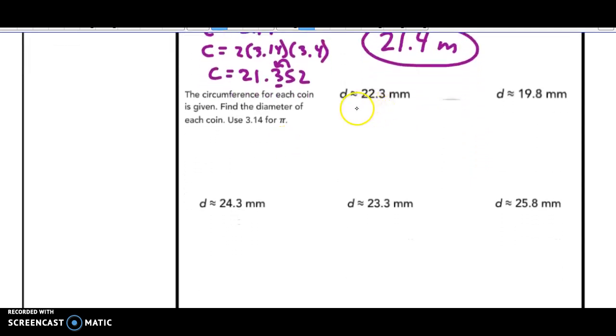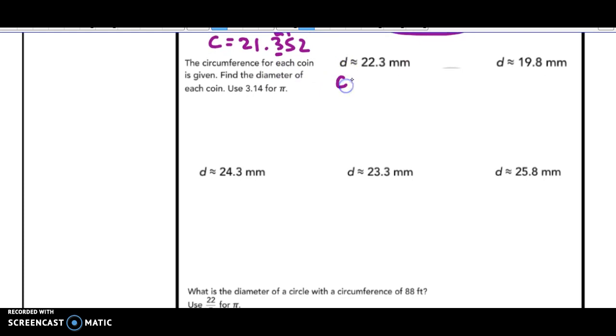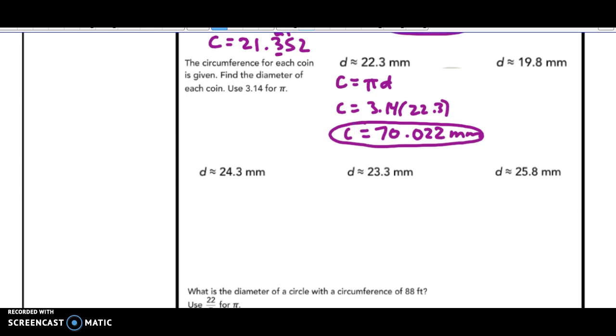Let's look at finding the circumference for each of these coins. We've been given different diameters here, so I'm simply going to start substituting these into my formula. I'm always going to start by writing my formula, and then I'm going to substitute in what I know, and then I'm going to multiply and solve. Again, I'm given diameter, so I'm going to start by writing C equals pi d, and I'm going to substitute in what I know. Last step, I'm going to multiply.